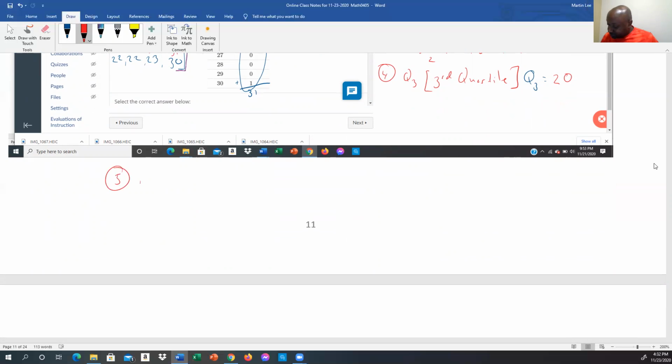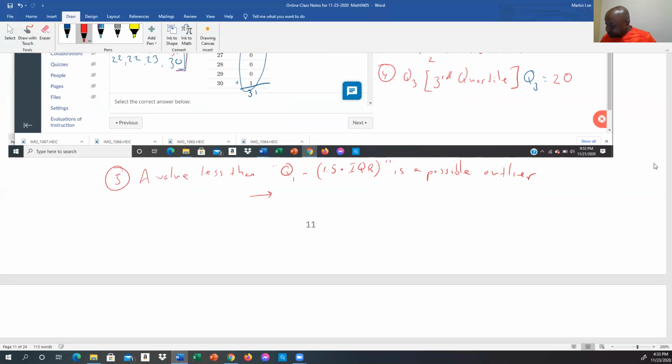Okay, for number 5, we want to say this: a value less than, here's a formula, Q1 minus 1.5 times the interquartile range. A value that's less than this number is a possible outlier.